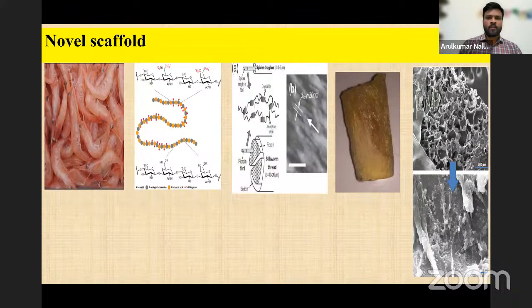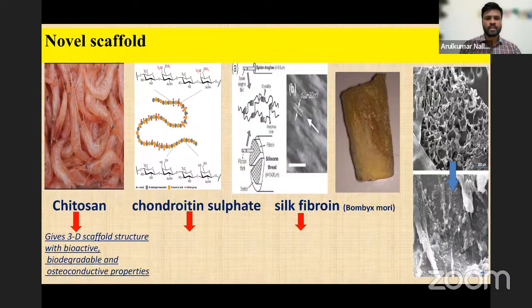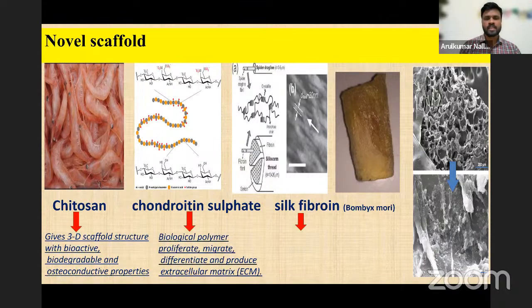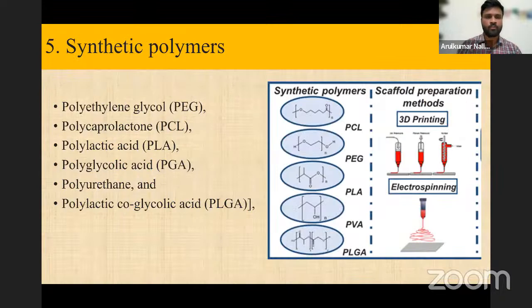So we have made one such novel scaffold made of chitosan, chondroitin sulfate, and silk fibroin for dealing with osteochondral defects, because chitosan provides a 3D structure to the scaffold. Chondroitin sulfate is a biological polymer that produces the extracellular matrix, and silk fibroin helps as the anchoring point to hold the osteoblast cells that we have impregnated into it. We have come up with this triple polymer scaffold for dealing with osteochondral defects.